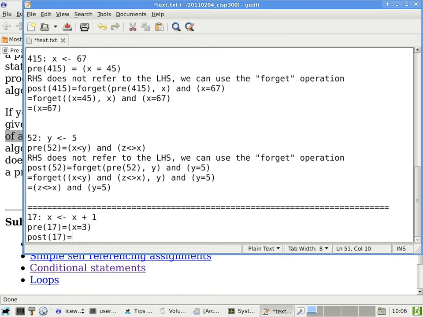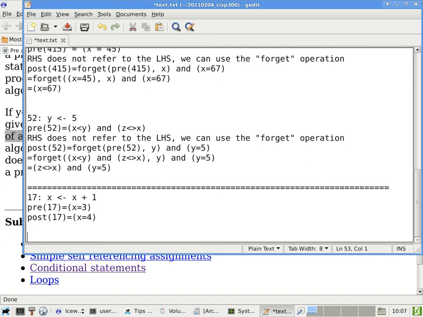So anyone can take this and trace the program, not even using mathematics, and just conclude that x has to equal 4. Is that making any sense? If I knew that x equals 3 immediately before line 17, and line 17 is x gets x plus 1, then it is only natural that the postcondition of line 17 will say x equals 4. Is that okay so far? Okay, so that's an easy case.